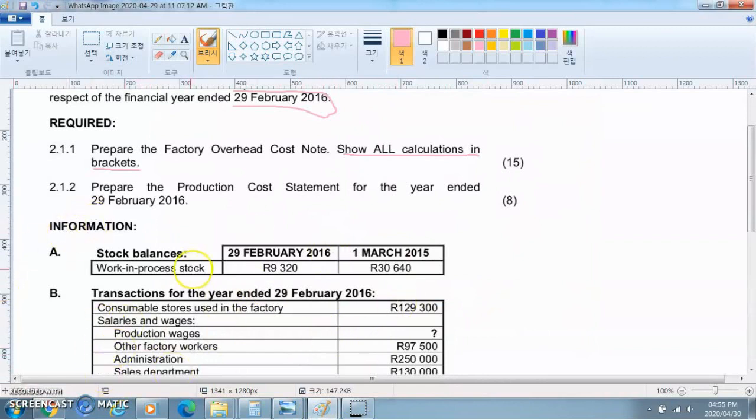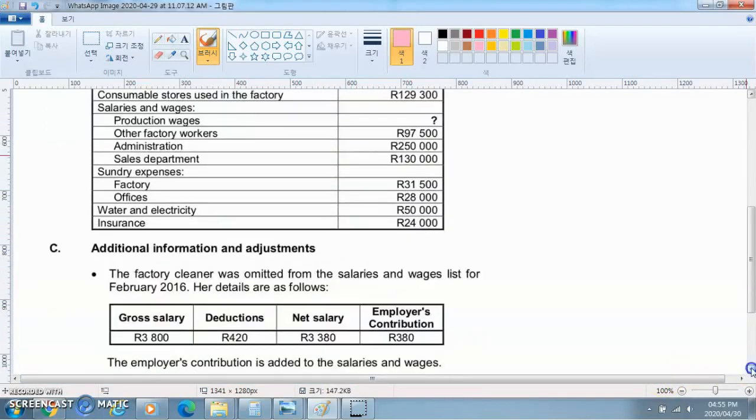Here we are given information and we have the work in progress stock for January 2016 as well as March 2015. So this is more like our opening balance in this accounting period, and this is our closing. So WIP is work in progress. Okay, let's go through everything else.